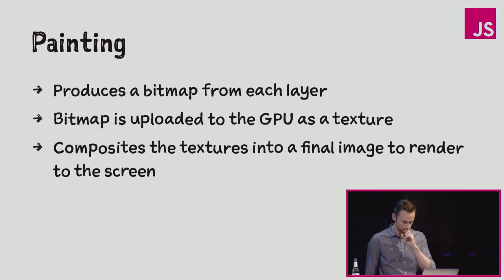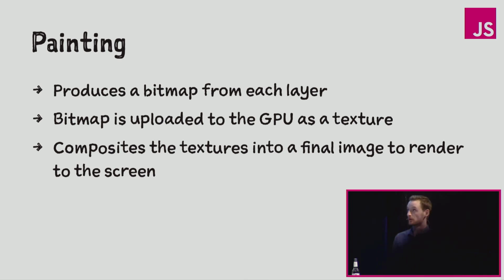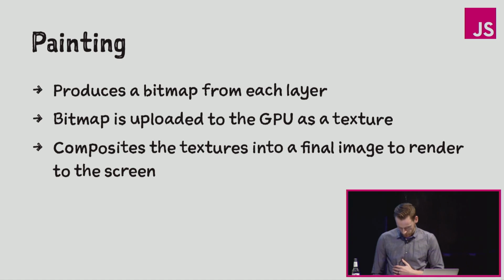Painting produces what's called a bitmap for each layer. This used to be CPU-based, but a lot of browsers now will do it on the graphics card, on the GPU, so that's a lot faster. The GPU is obviously made for drawing graphics, and it makes sense. There are some really good articles about how Blink and WebKit speed up their painting performance.